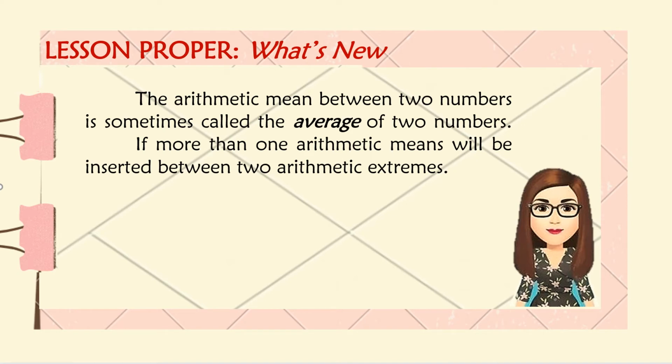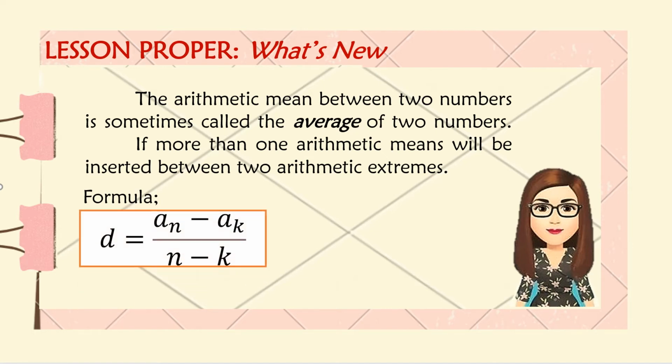So, the arithmetic mean between two numbers is sometimes called the average of two numbers. So, yun yung other definition ng arithmetic mean natin. Now, if more than one arithmetic means will be inserted between two arithmetic extremes, we will use a formula. Okay? So, ibig sabihin, kung hindi natin alam yung arithmetic means between the two extremes, okay, so we will use the formula. So, we have D, so that is the common difference, is equal to A sub n minus A sub k over n minus k.